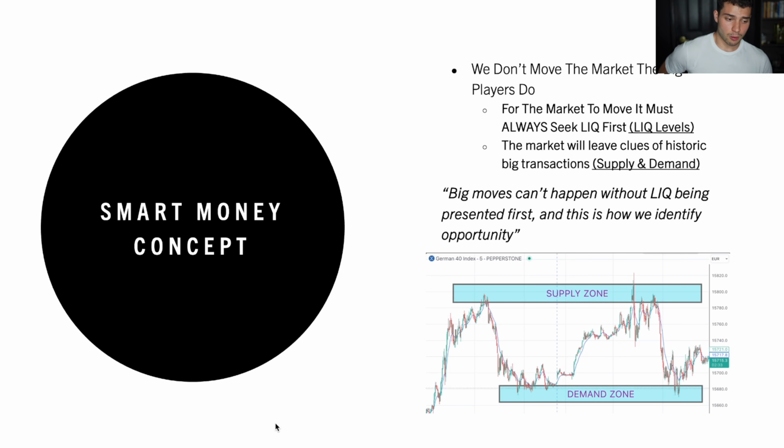So smart money concept, that is the concept that I use with supply and demand and liquidity, which we'll get into in just a second here. This is the concept that I use to actually have an understanding of how the market works.